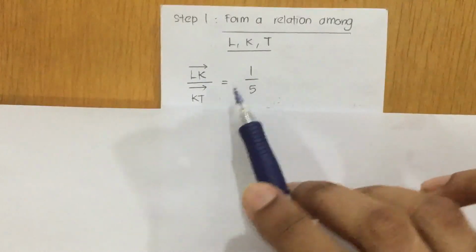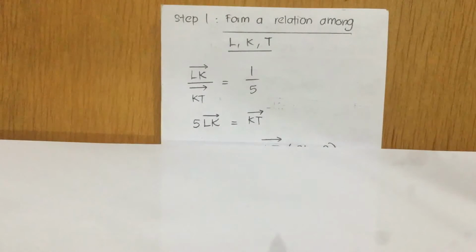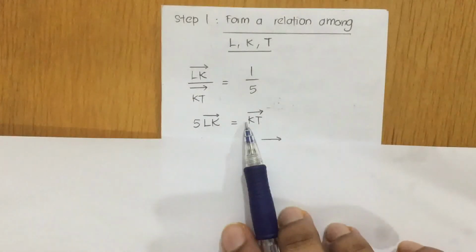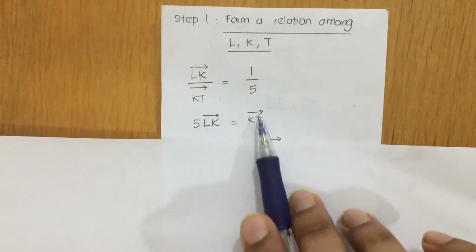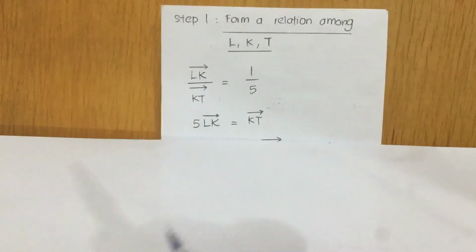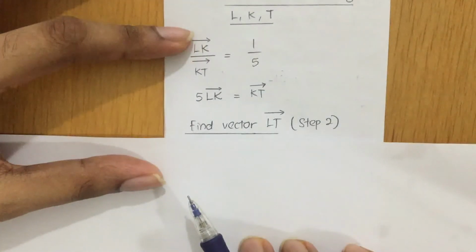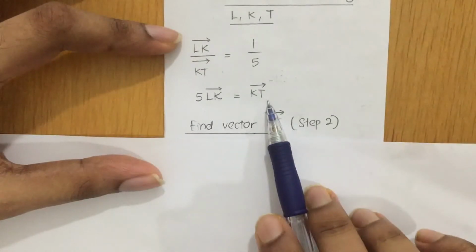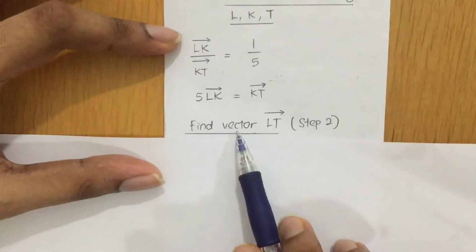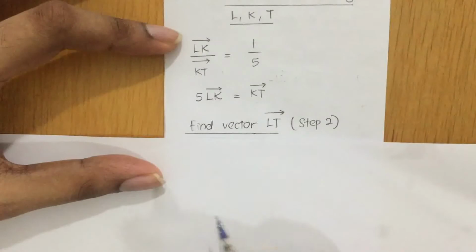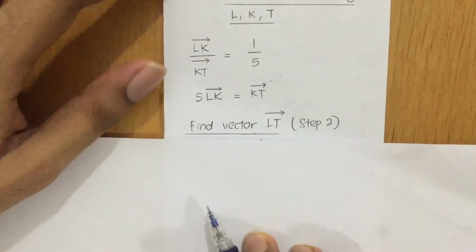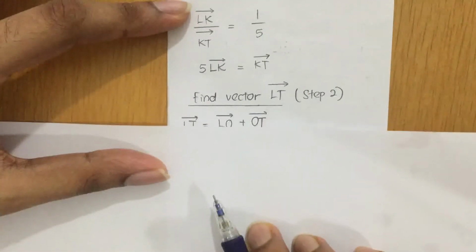So we can cross multiply this. So from here, 5LK is equals to KT. So we can form this relation over here. Okay, so let us continue. The second step, once you form this, what you need to do is find the vector LT first. Why vector LT? Let me tell you the explanation now.